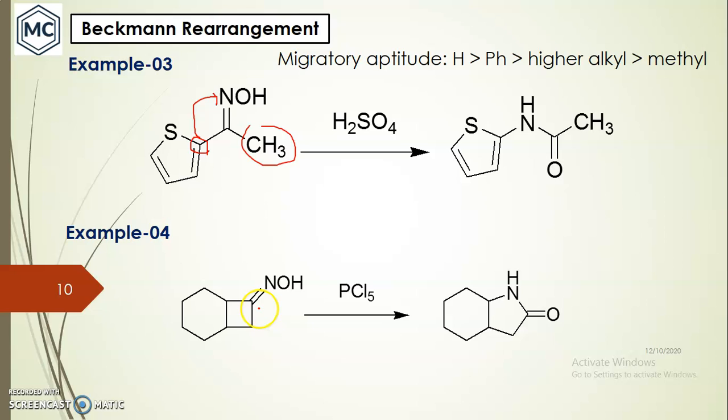And next one, in this particular case, which group will migrate? This is a secondary hydrocarbon, and this one is tertiary. So the tertiary hydrocarbon gets migrated to the electron deficient nitrogen, and it forms NH here. This carbon is attached to this NH, and it forms a carbonyl here. And in this particular case, the only changes are here. Oxygen will come, and the NH will be inserted here in between this.